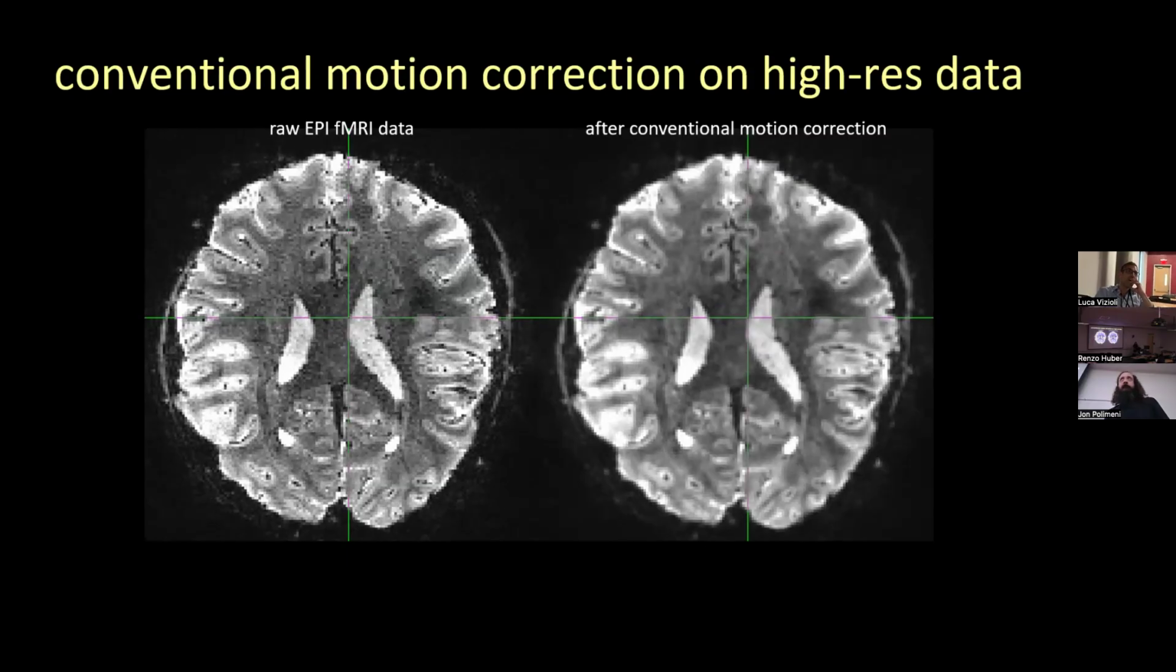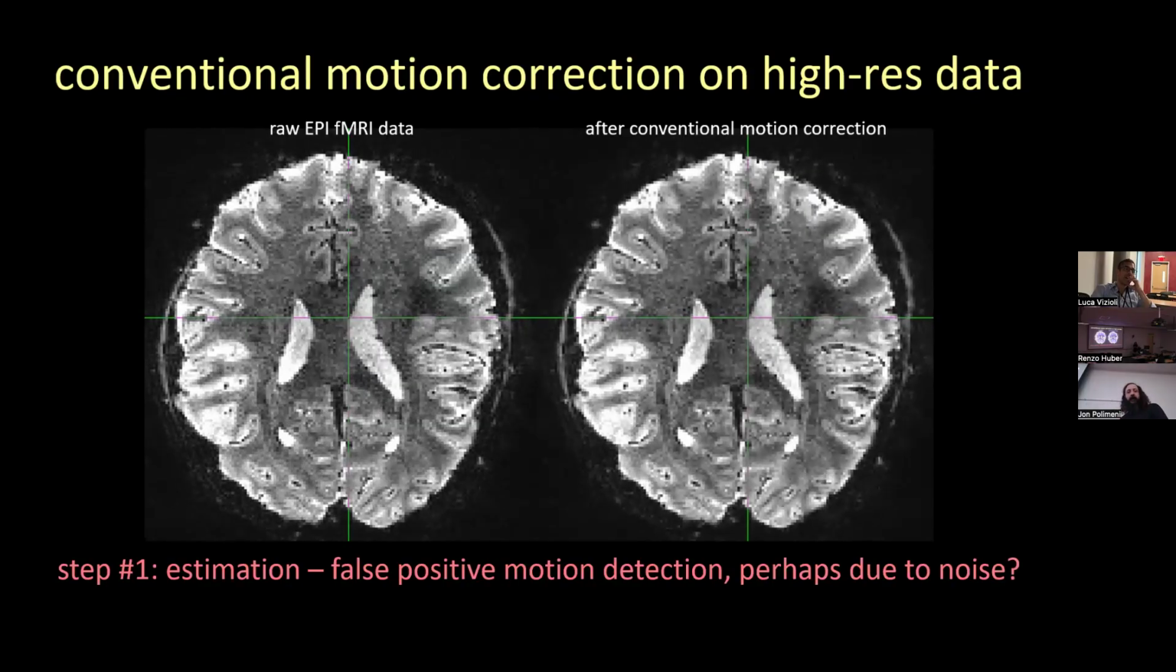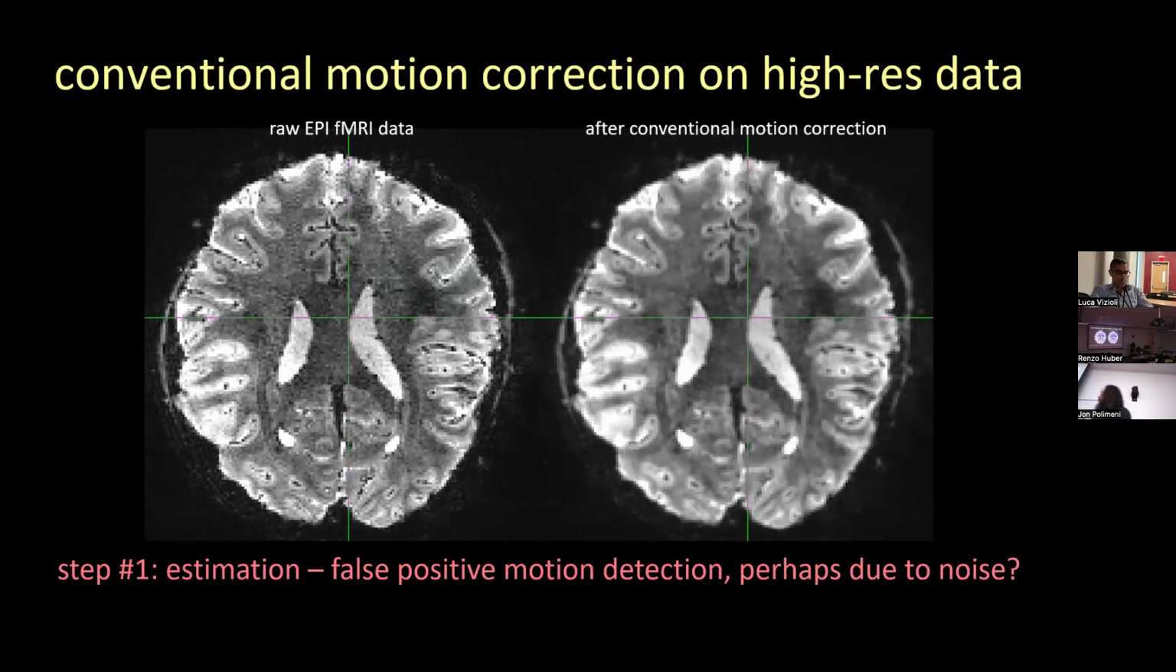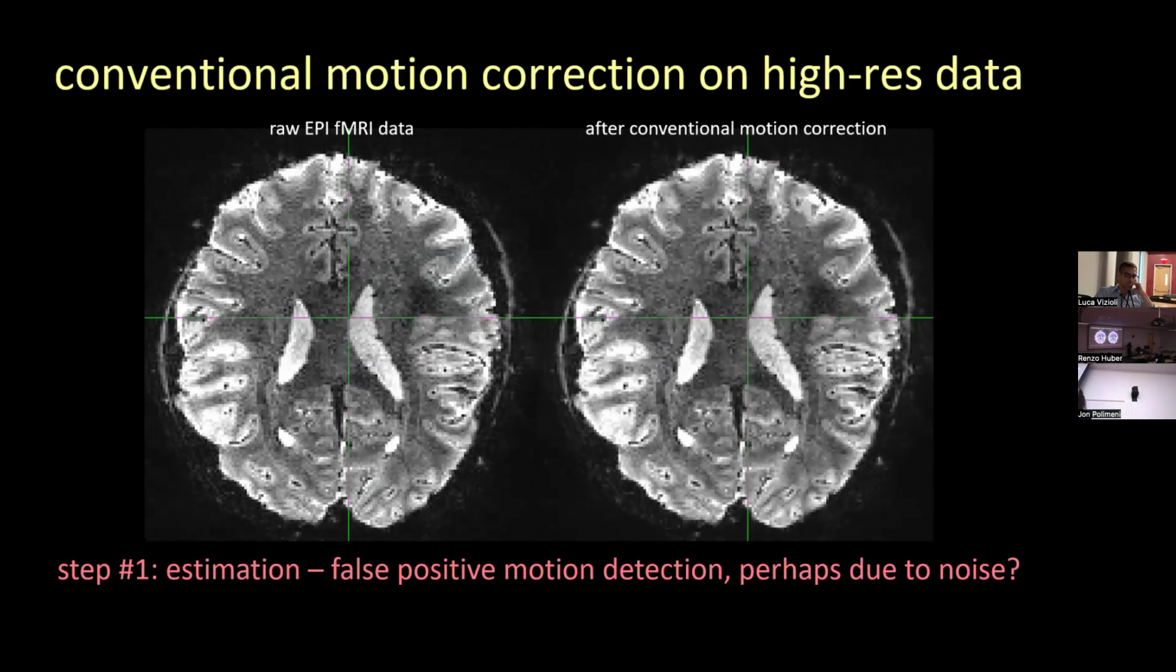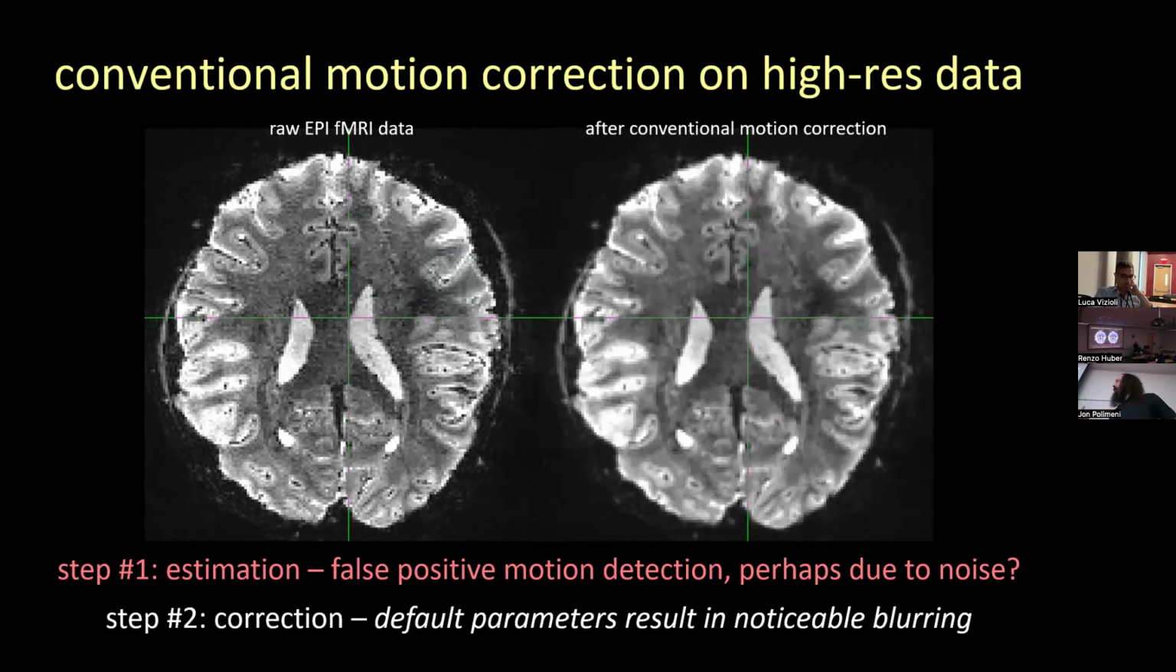Now, I think of motion correction as really comprising two steps. The first step is estimating the motion. And you can see here in this movie, and it loops a little bit, that it looks like there's some false positive motion detection. The subject really wasn't moving, but you can see that the correction is bouncing around a little bit. This is perhaps due to the high levels of noise in these EPI data. The second step is a correction, which can also fail.